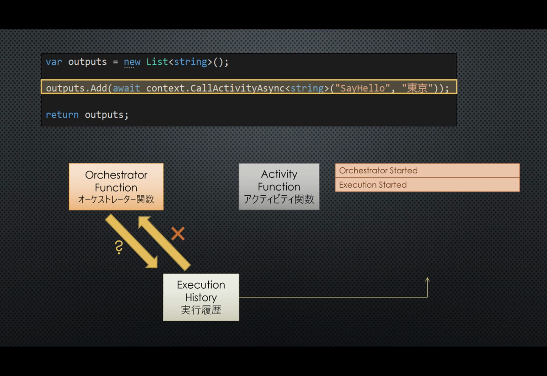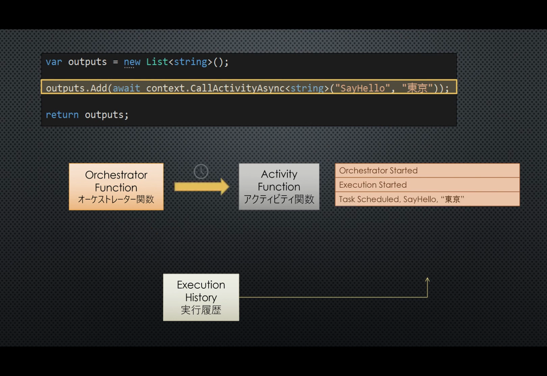Not yet. Then the orchestrator function actually executes this code and sends a message to the activity function, "Hey, execute this." Then on the history table, there is a new entry like a task scheduled, say hello Tokyo or something. Then the orchestrator function goes to sleep.